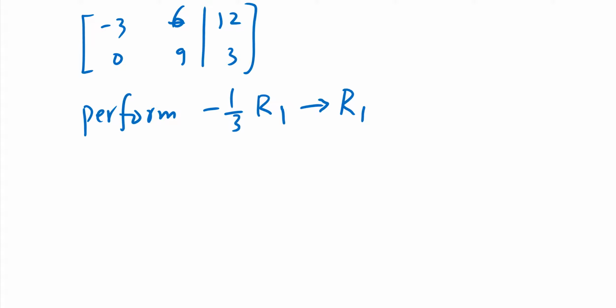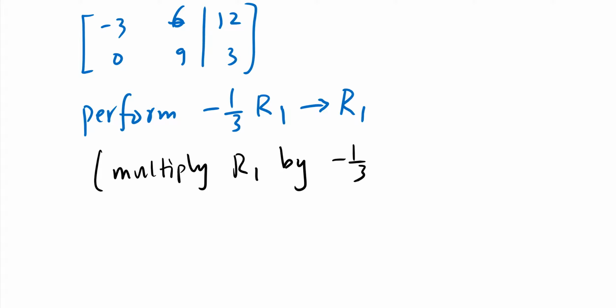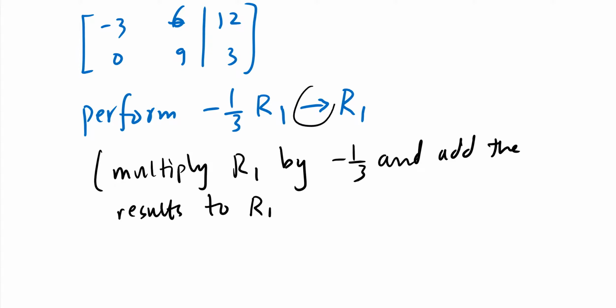This is saying multiply row 1 by negative 1/3, and add the result to row 1. So multiply row 1 by negative 1/3, and whatever you get, you add it back to row 1.